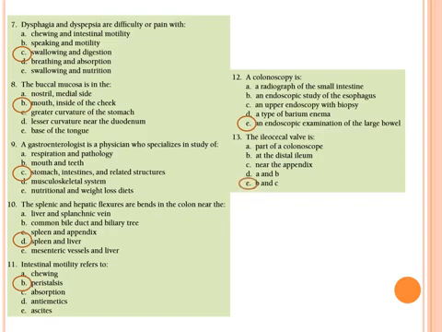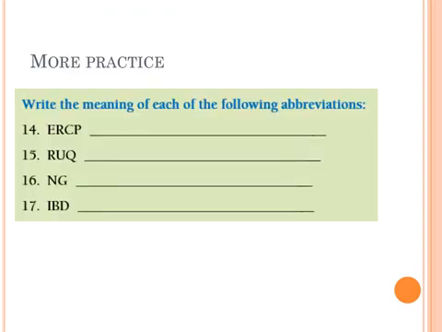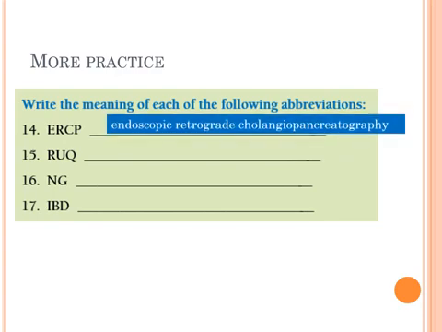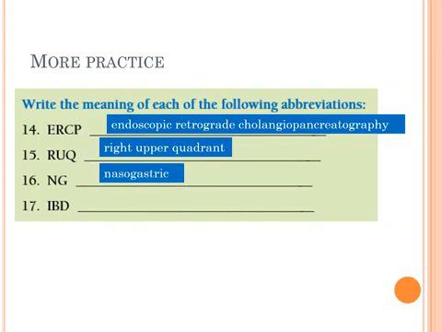I don't have the further explanation for the answer because the exercise is quite easy for you, right? Now more practice. 15. Right upper quadrant. We have right upper quadrant, left upper quadrant. And right lower, left lower. NG, nasogastric. IBD.